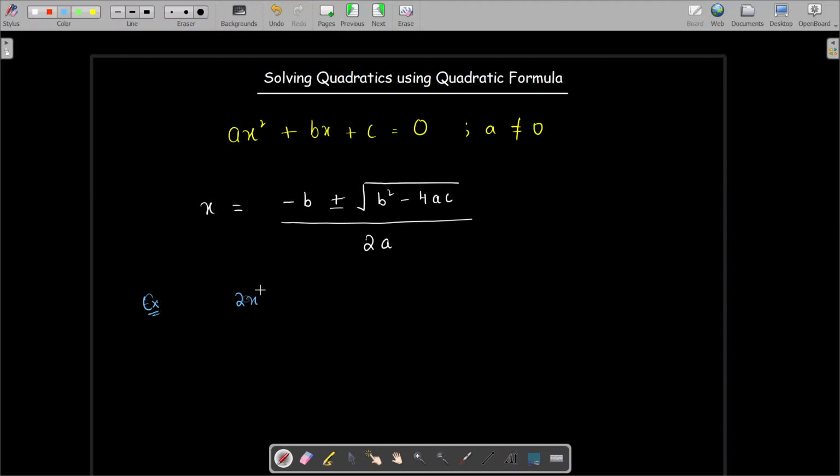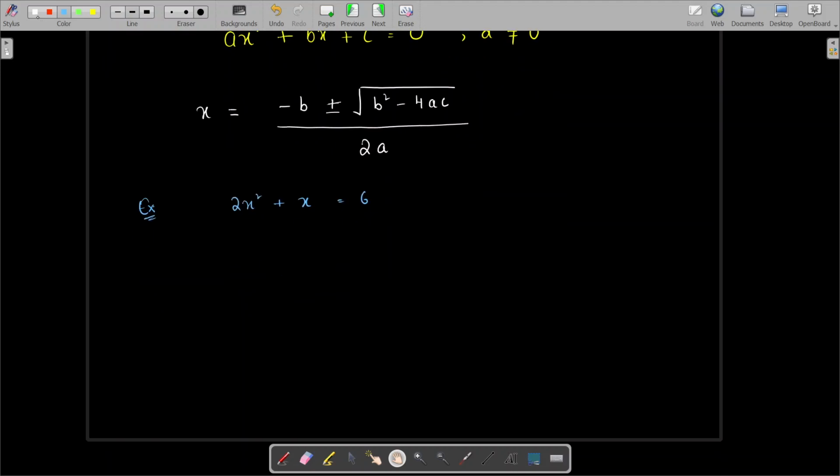Let's say we have 2x squared plus x equals 6. Right now this equation is not in the standard form. So first we will write it in standard form by subtracting 6 from both sides, and we'll get 2x squared plus x minus 6 equals 0. Now I don't know if this can be solved using the factoring method, but anyway, let's not get into that method. We will solve it using the quadratic formula.